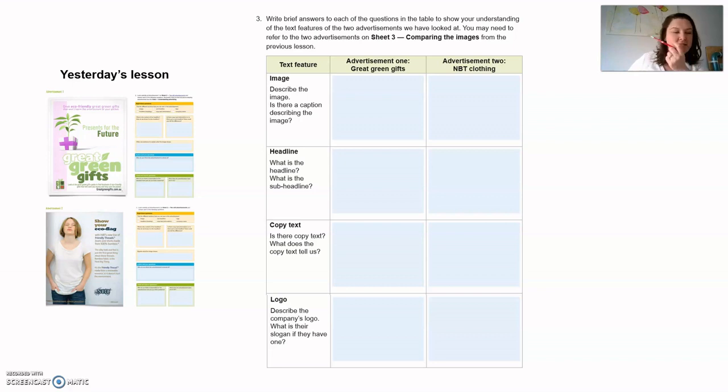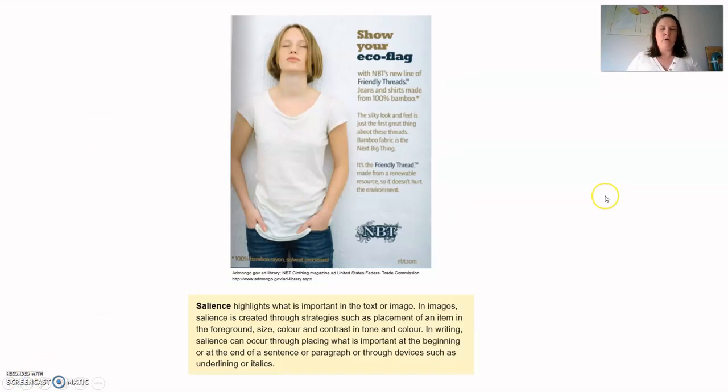It actually says the words, bamboo fabric is the next big thing. And there's something significant about next big thing. Each of those words is capitalized. I think that's because NBT means next big thing. Don't know about you, but that would make sense to me. So the logo is the company's name and it stands for next big thing. Okay, let's move on to what's next.